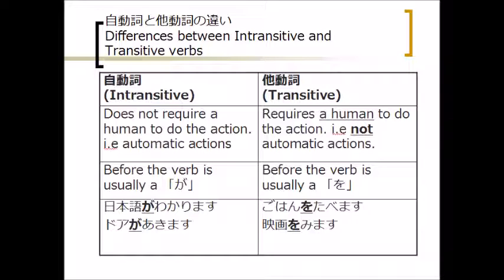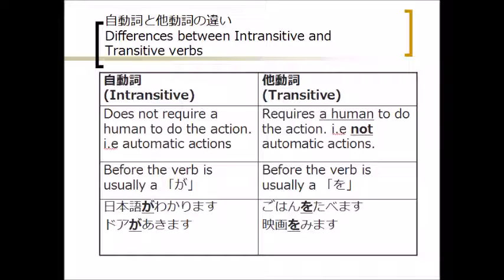Before the verb is usually a ga. For example, Nihongo ga wakarimasu. You don't need to force your brain to understand Japanese. Your brain understands it by itself. Doa ga akimasu. The door opens by itself. There's no human action doing the action.